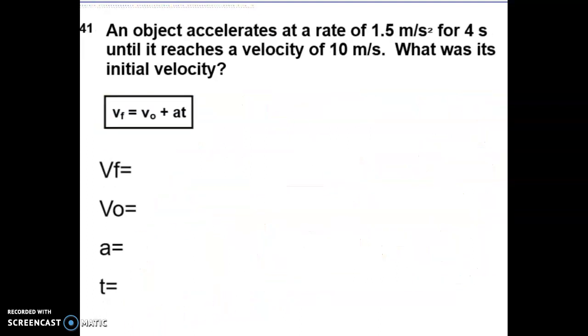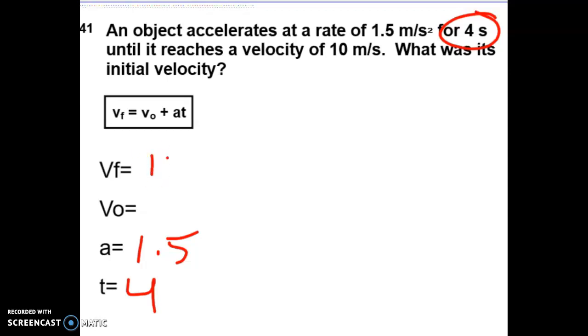One more problem. Last problem that we're going to work on today, it says an object accelerates at a rate of 1.5 for a time of 4 seconds. It doesn't say a time of, but notice it says 4 seconds. I should be able to look at that unit and say, oh, that's time, because time is measured in seconds. Until it reaches a velocity. Do we reach the final or original velocity? I always reach the end. I don't reach the beginning. I go from the beginning.